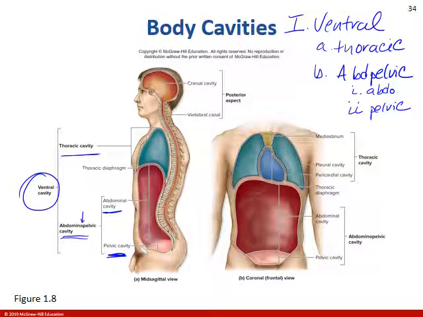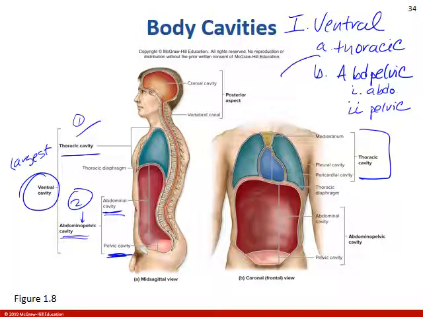So I used to say this was like Russian nesting dolls, but now I realize people don't play with those things anymore and they don't even know what they are. But basically it's a cavity. You have subcavities inside of cavities. So the ventral cavity is the largest, and then you can divide it into two subcavities, and then your subcavities can be divided further. So let's look at your thoracic cavity.